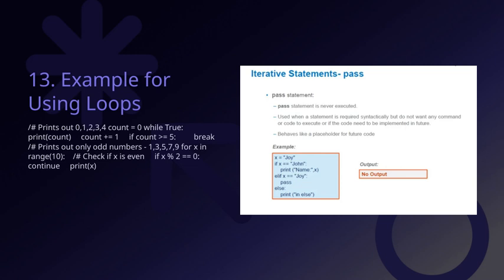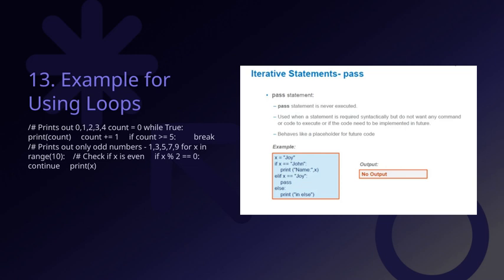This demonstrates how you can control a loop with a condition and a break statement to exit when needed. Next, we see an example of filtering with a for loop. Here, we're iterating over a range of numbers from 0 to 9. Inside the loop, we check if the current number is even by using the modulo operator. If divided by 2 leaves no remainder, we skip the rest of the loop using continue. This means only odd numbers will be printed, which are 1, 3, 5, 7, and 9.